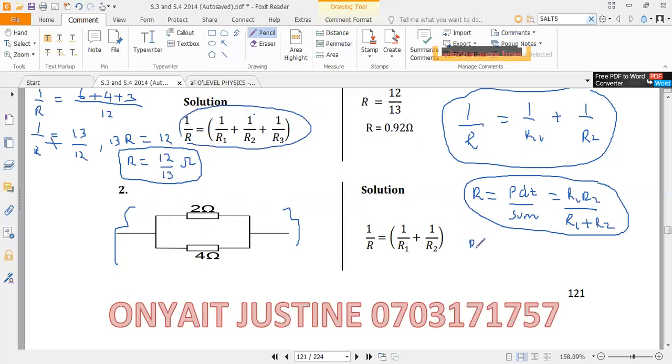So the effective resistance here will be the product, which is 4 times 2, divided by the sum, which is 4 plus 2, and this is 8 divided by 6 ohms. You can go ahead and calculate 8 over 6 and see the answer that you get from there.